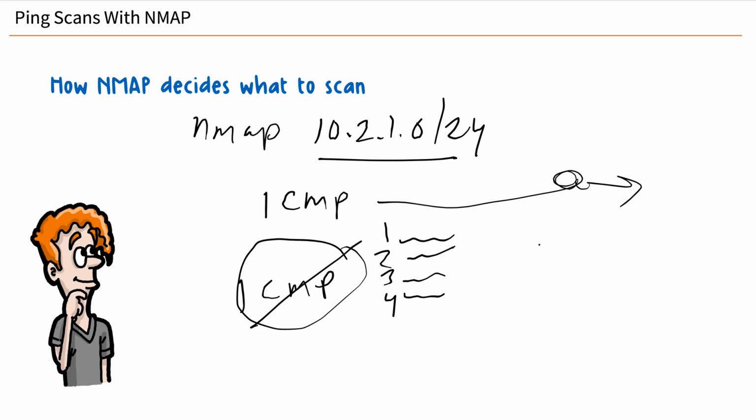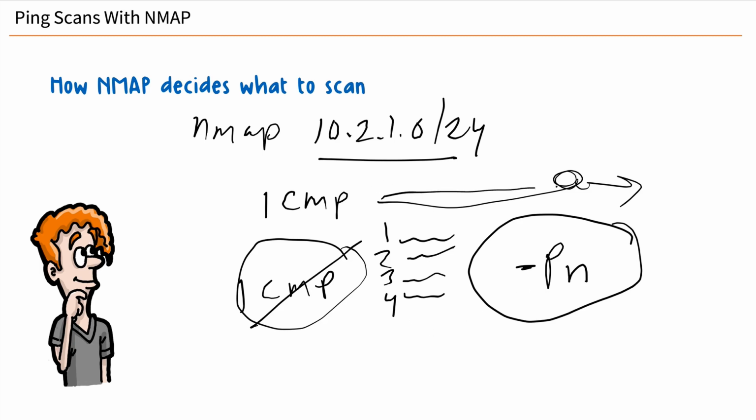So sometimes what we want to do is use the disable ping option, and that is nmap with -Pn. That's it right there. And I remember this by ping no, so no pings. What this does is Nmap goes again through the whole subnet, but this time it's not going to use ICMP. It's going to scan every IP address on that subnet, so you won't miss anything.